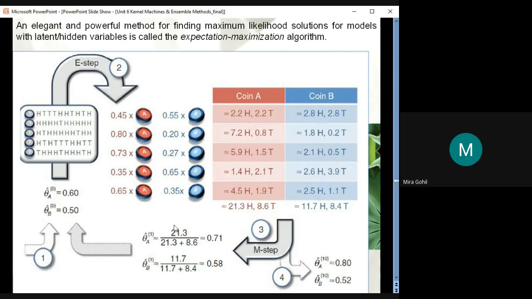So that way when you get the same probability again, it means this is the final probability of getting the value head in coin A and coin B. Okay, so without label also we can uncover the data. And this is the elegant and powerful method for finding the maximum likelihood solution for models with hidden variables. That is what expectation maximization is. Everyone recalls how we did this, right?